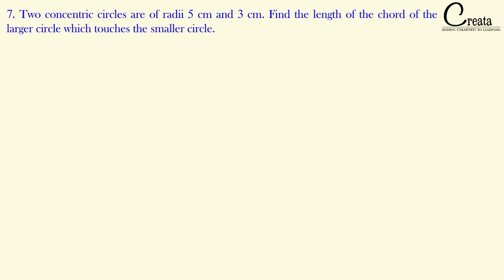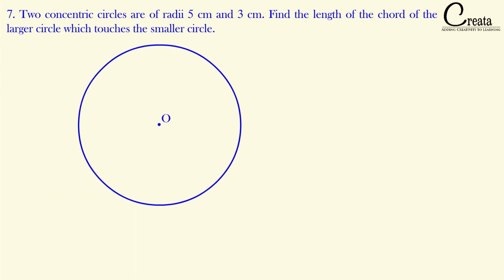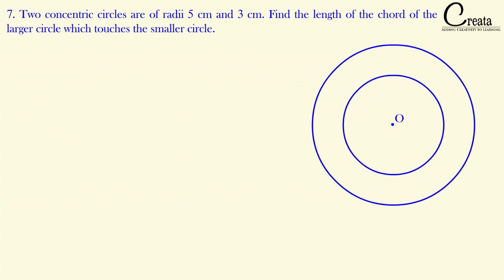Two concentric circles are of radius 5 cm and 3 cm. Find the length of the chord of the larger circle which touches the smaller circle. This question is somewhat resembling NCERT example number 1. Let's approach this question. This question is talking about two concentric circles. Concentric circles are the circles which are having the same center point. So these are the two circles, concentric circles.